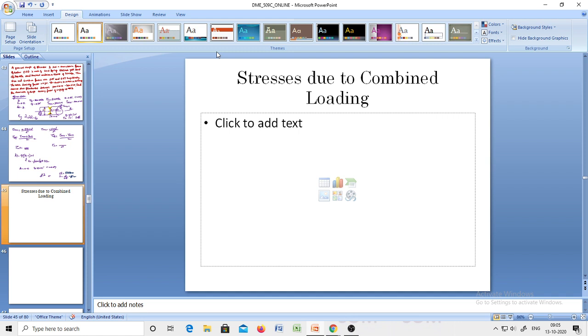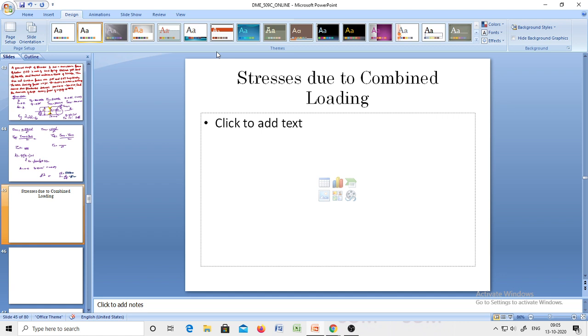So, combine means what? Adding up, is it right? Adding up or other meaning? Combine. Adding up. Okay.